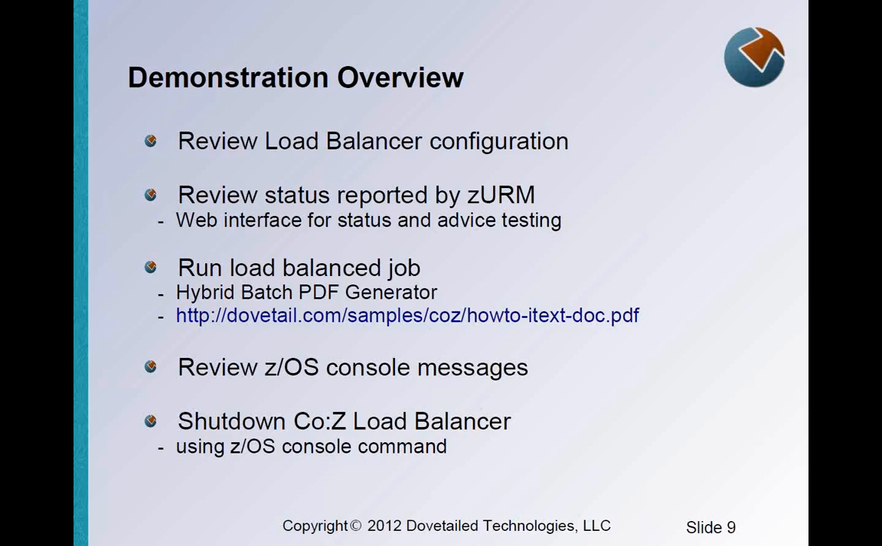Then we'll move on to actually doing some real work. We'll run some work from the Cozy launcher using the load balancer to dispatch the work to a particular virtual server. And we've got a couple of examples that we're going to show here that explain a little bit about how the launcher works and what it does, as well as how the load balancer hooks into the whole process. Then finally, we'll take a look at what's been showing up on the z/OS console, so you can get a sense for what's happening there from an operations point of view. And we'll shut down the load balancer using our console interface for doing that.